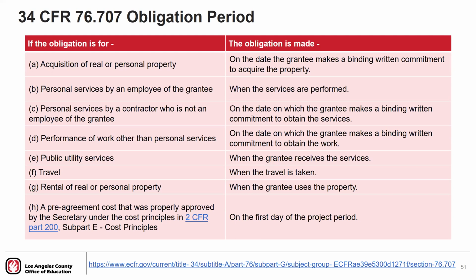Now, what you see in this chart is a breakdown of when a state or a subgrantee needs to make these obligations for various types of property and services. This information becomes increasingly vital as you approach the end of the obligation period. For example, if the obligation pertains to personal services provided by a contractor who's not an employee, the obligation is made on the date when the grantee makes a binding written commitment to obtain the services. On the other hand, if it's related to travel, the obligation is fulfilled when the travel actually occurs.